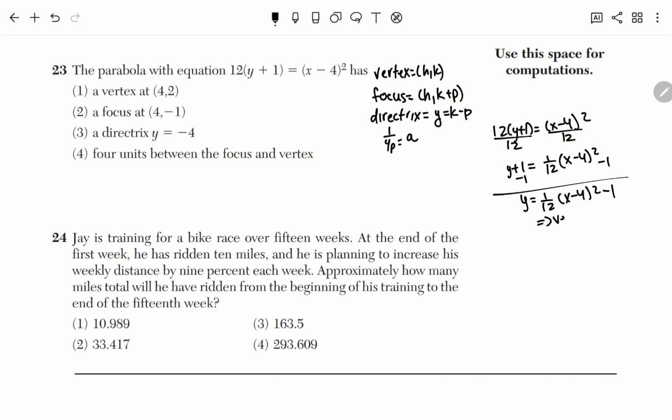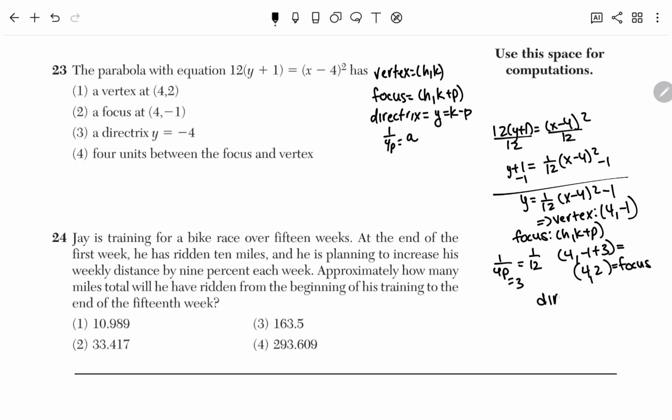My vertex is 4, -1. Now I want to find my focus. We know the focus is h, k plus p. Well, what is my p? We remember that 1/4 p equals a. So if my a is 1/12, what times 4 is going to give me 12? Well, 3. So my p equals 3. So we're doing 4, -1 plus 3. That should be our focus, which is going to be 4, 2 is our focus.